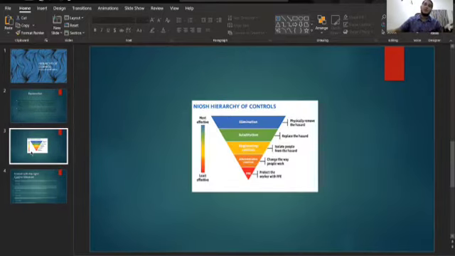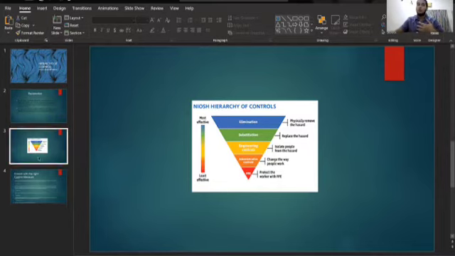As we can see, this is the table of the hierarchy of control, which is first elimination, substitution, engineering control, administrative control, and lastly PPE. Each one has been defined to do its own job. The first one is to physically remove the hazard. The second one is to replace the hazard. The third is to isolate people from the hazard and change the way people work. And lastly is to protect people by using PPE.